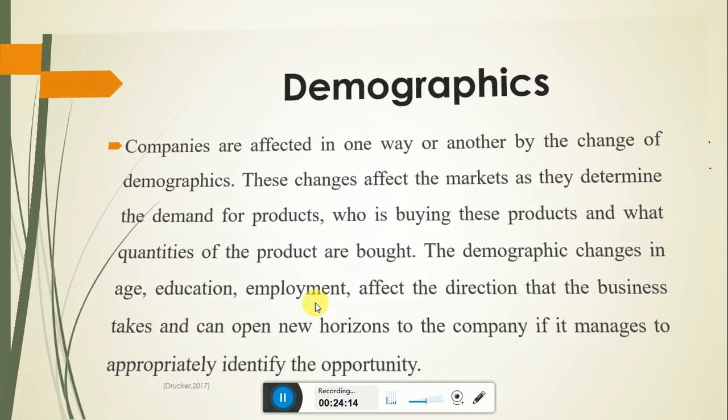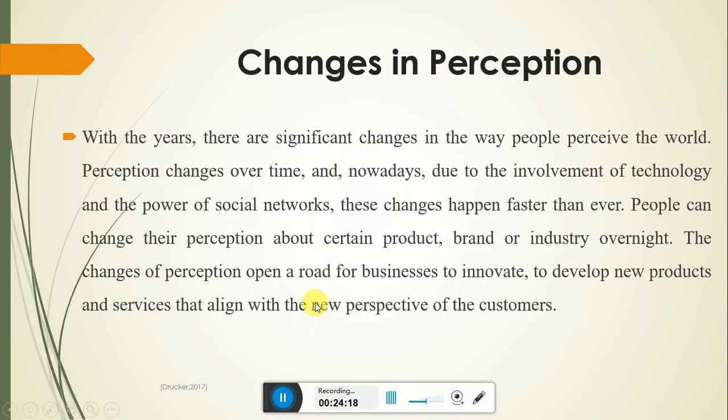Now the next one is changes in perceptions. So as time changes, the perceptions of customers are changing in the world as well. Because of new technology, because of new ideas, people's perceptions of products have changed. Perception changes over time. Nowadays, due to the involvement of technology and the power of social networks, these changes happen faster than ever. People can change their perception about a certain product, brand, or industry overnight. What do I mean by perceptions? Tonight you love Samsung. After that, you see a new product, the Apple iPhone. You change your perception. You say, no, I don't like Samsung anymore. I will budget, I will go for iPhone or Apple products. So the same thing happened. Overnight, you changed your idea.